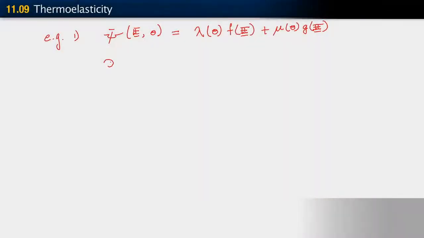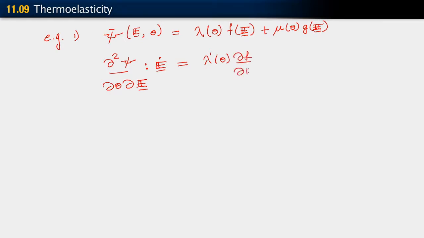It's very clear from here where we get this sort of term from. So now clearly that second derivative just comes about by saying that we have lambda prime, a function of theta, times the partial of f with respect to E, plus mu prime, a function of theta, times the partial of g with respect to E, the whole thing contracted with E dot.